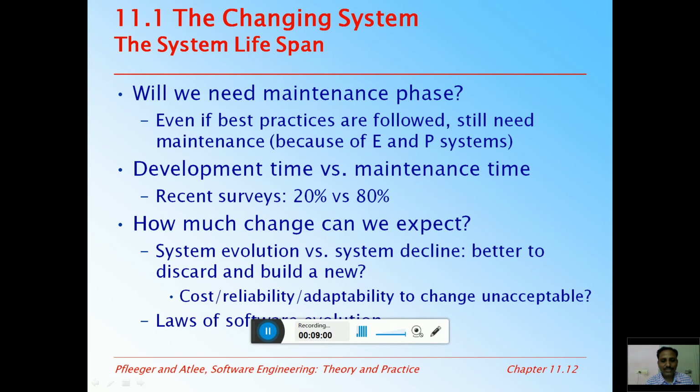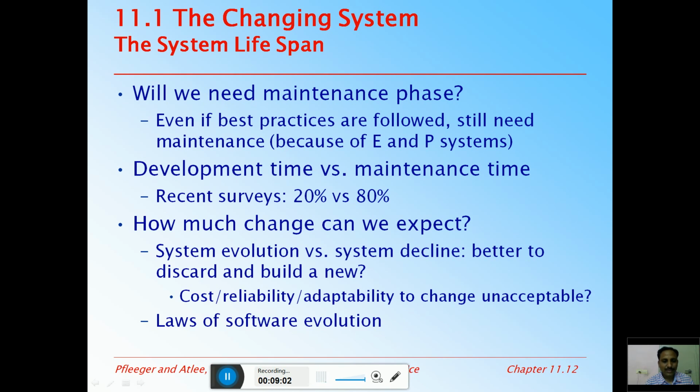Right, so how much change can we expect? Meaning, whether we need to replace the whole system, or whether we need to modify some part of the existing system, and at what point we need to decide that the new system has to replace the old system. So that is the aspect here: system evolution versus system decline, better to discard and build a new one.